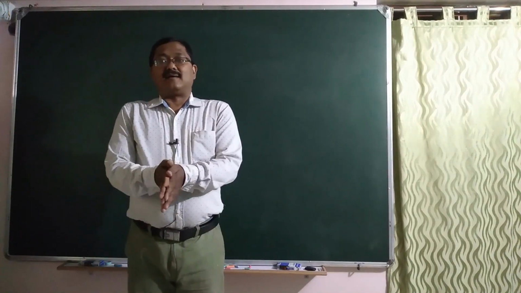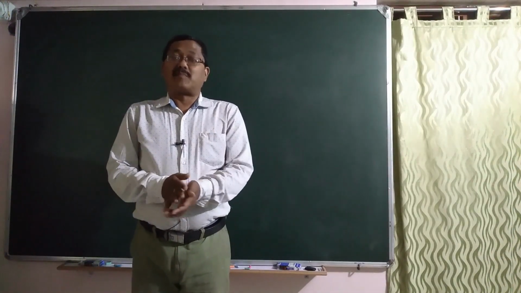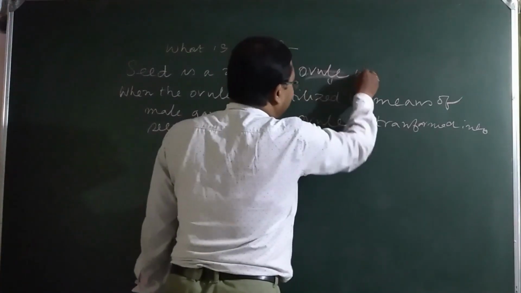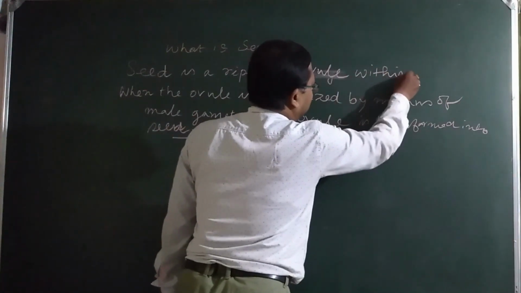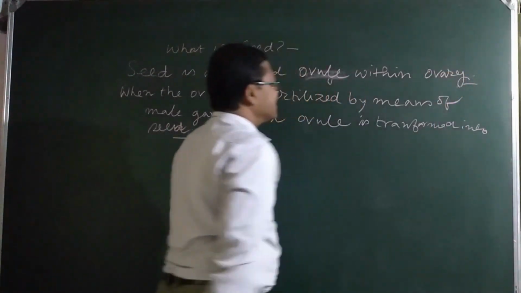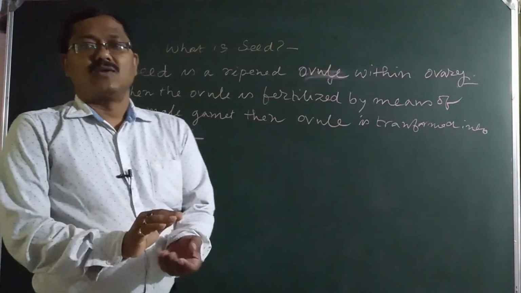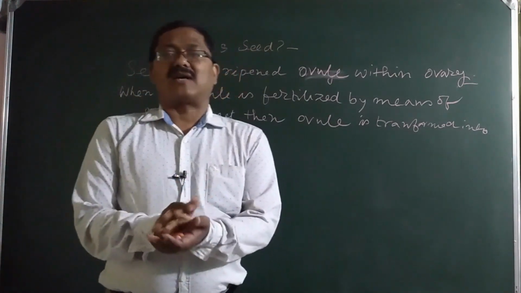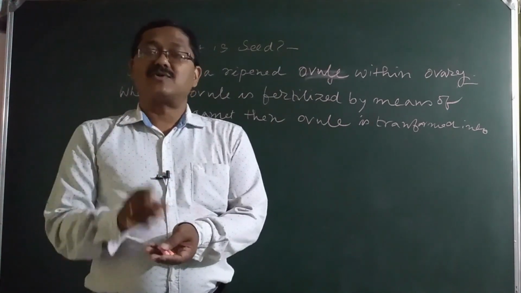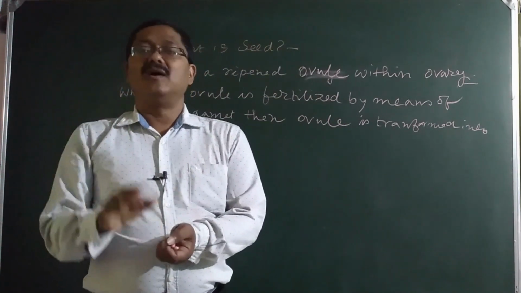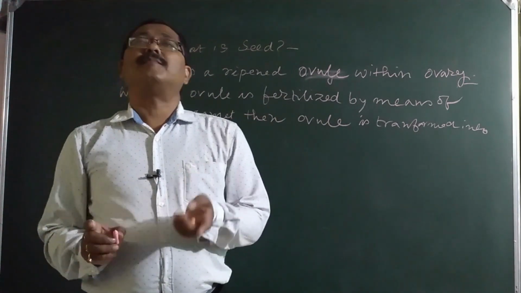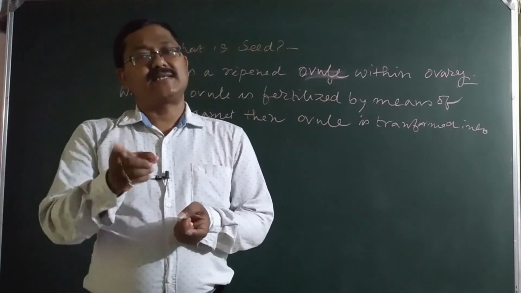Today we shall discuss the process by which a seed is formed within the ovary. This is the seed. The seed is the main structure by which a plant produces a small seedling or plantlet. So, how is the seed formed?